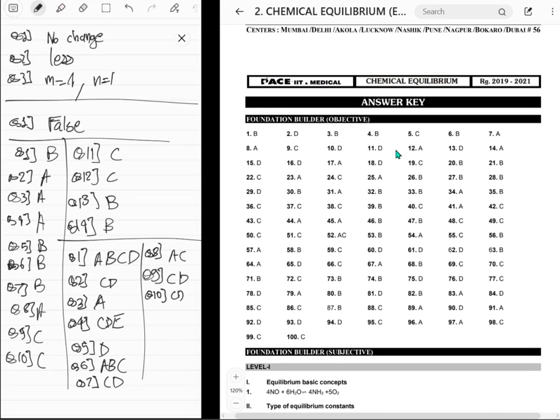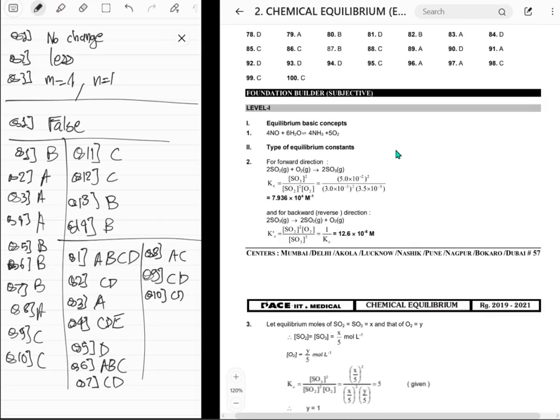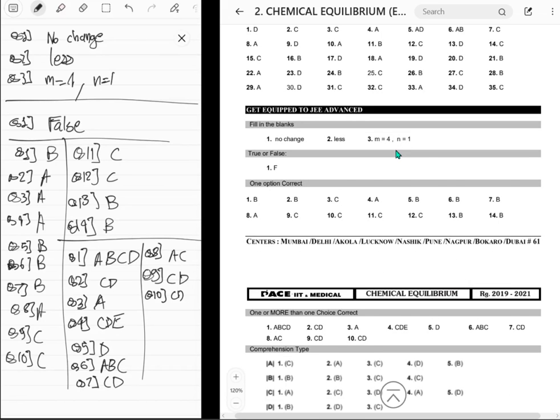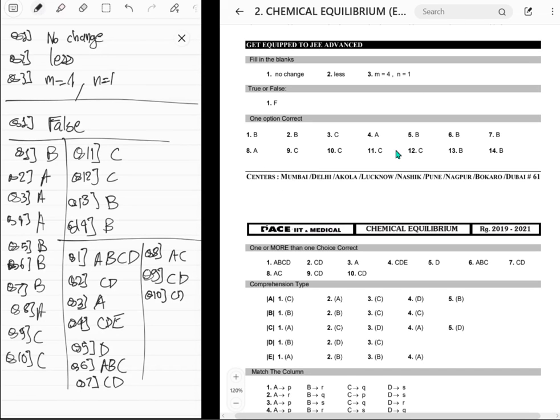Right. So, answer key. Where is it? Right, got it. So first, no change. Second, less. M equal to 4, N equal to 1. Question number 1, false. Question number 1, B. Question number 2 is, oh, okay, that's B. Question number 3 is, why is this, what? Question number 4 is A. Why did that happen? I don't know.